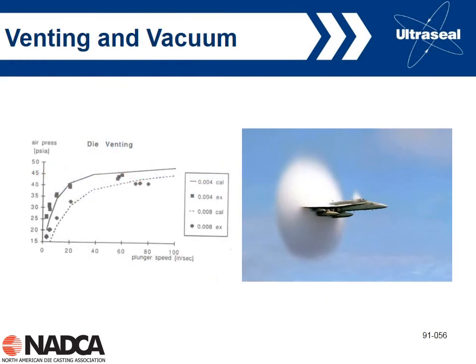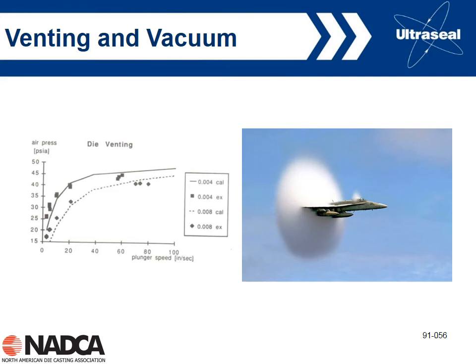So let's move on and talk a little bit about venting and vacuum. Obviously, for all our dies, we need to make sure that the die has got adequate venting. The cavity is going to be filled with air before we put the metal in there, and if we don't push that air out of the cavity, it's going to be trapped in and it's going to appear as porosity in the casting.